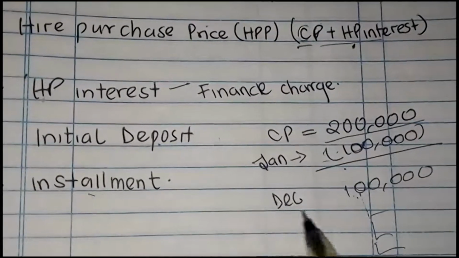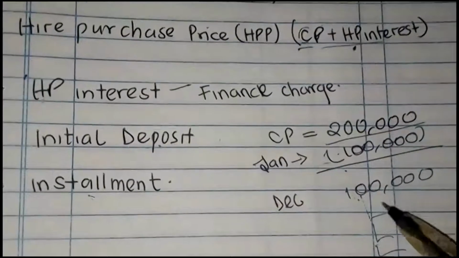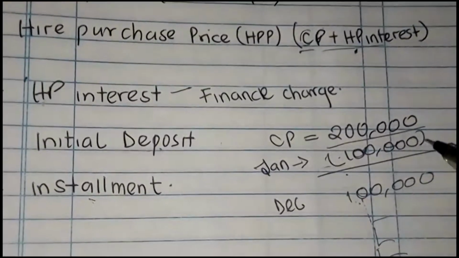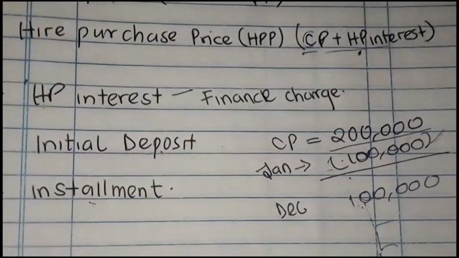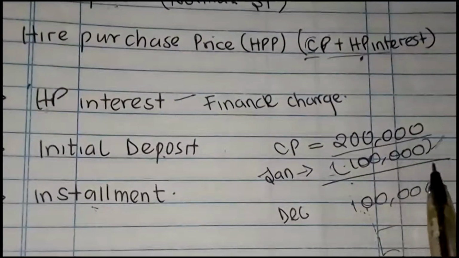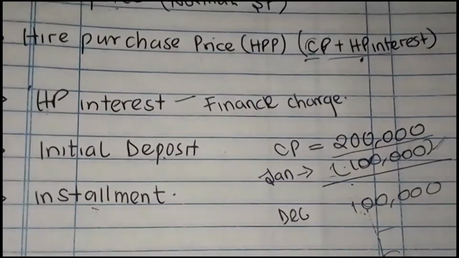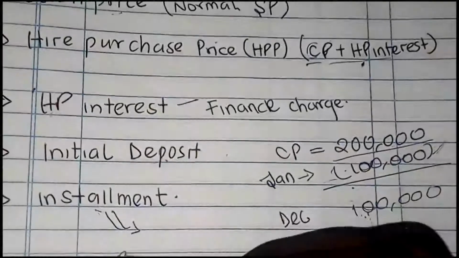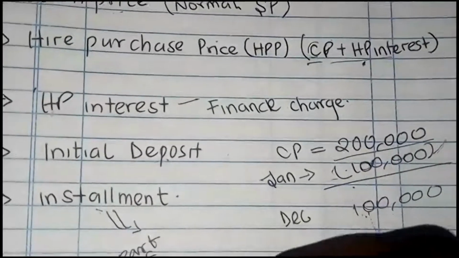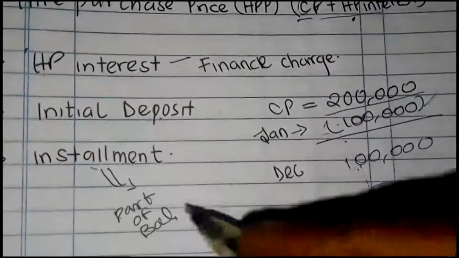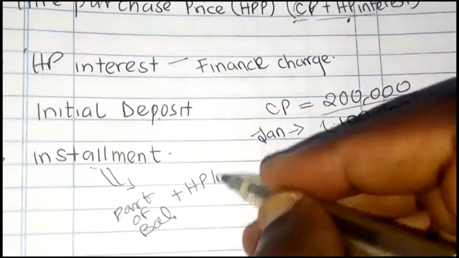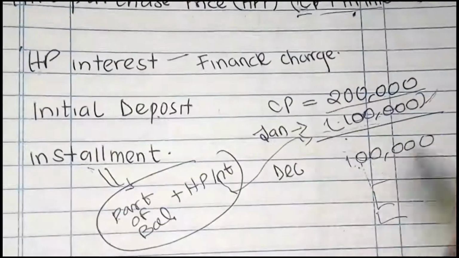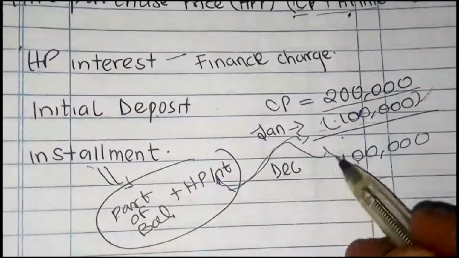Installment, therefore, is the amount that is paid to reduce the balance of the hire purchase price after the initial deposit has been made. All right, so that's what we call installments. And this installment, take note, will be part of the outstanding balance, plus the hire purchase interest, because the hire purchase interest is normally calculated on the outstanding balance.